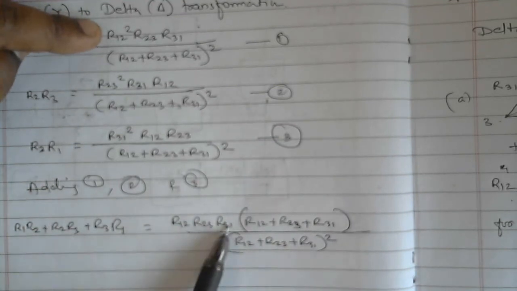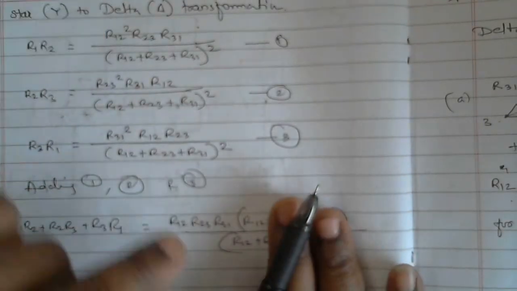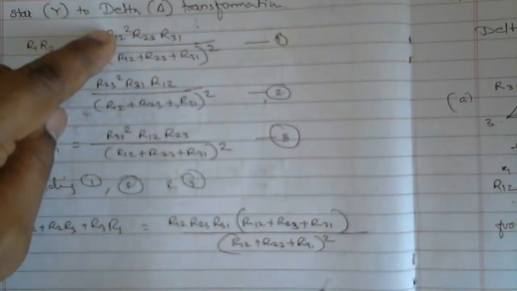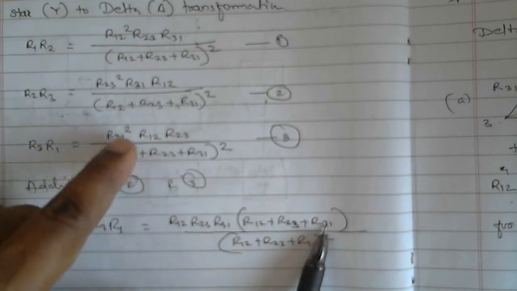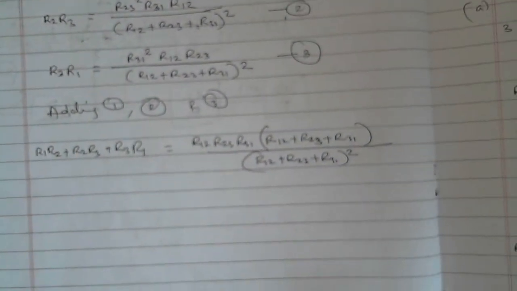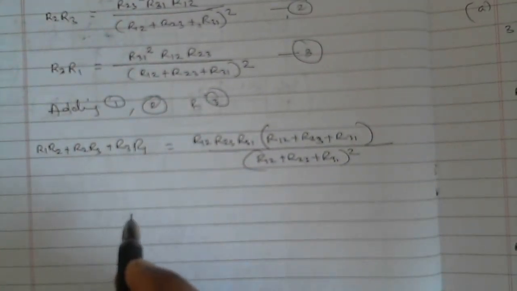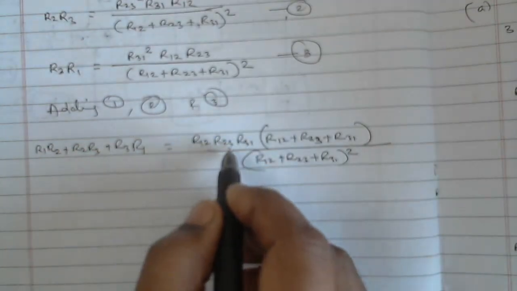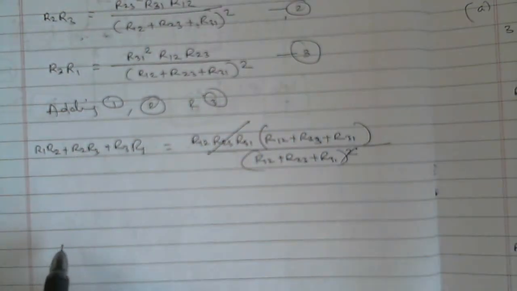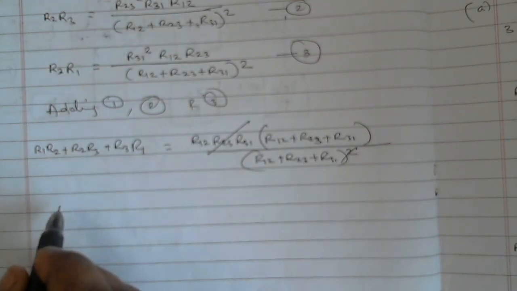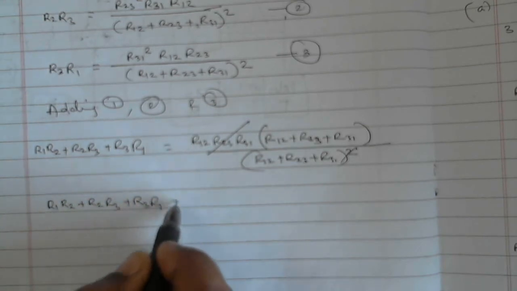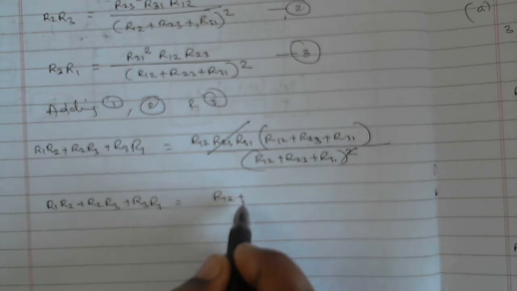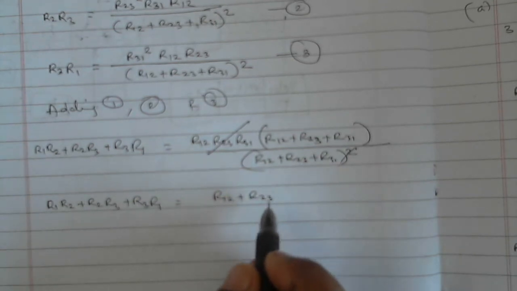Okay, so when you open this bracket, you multiply R12 with this and you get the first term. When you multiply R23 with this, you get the second term. When you multiply R31 with this, you get the third term. Now here, these R12, R23, R31 and the square will get cancelled. Am I right? So now it becomes R1 R2 plus R2 R3 plus R3 R1 equal to R12 plus R23.